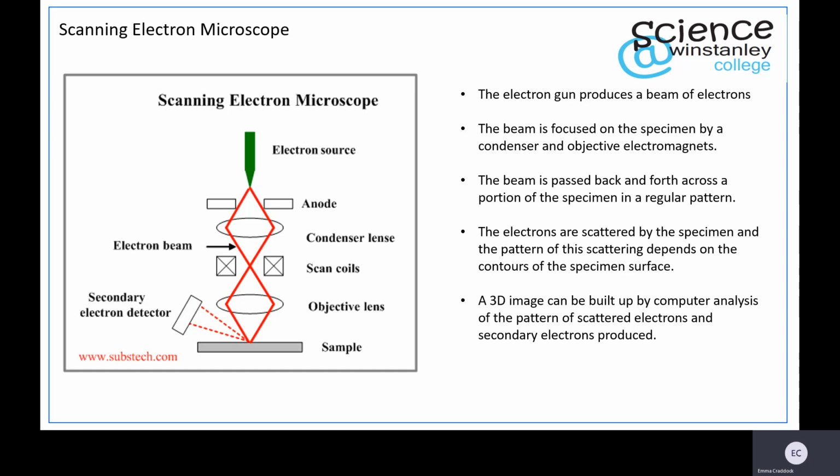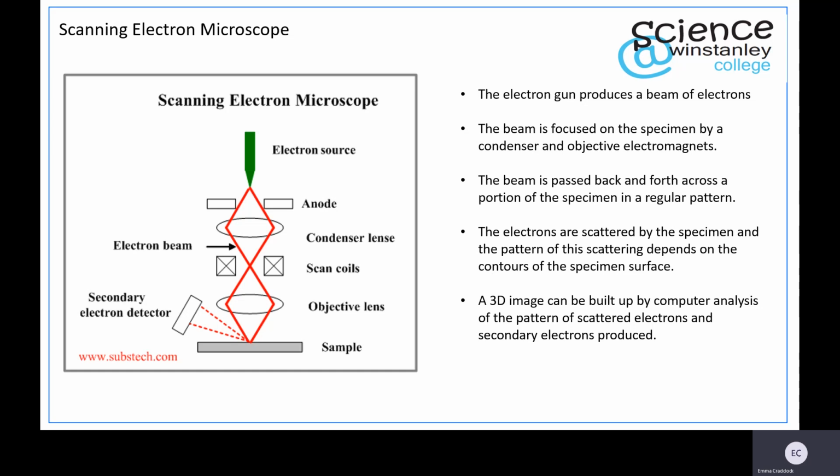The beam is passed back and forth across a portion of a specimen in a regular pattern, and then these electrons are scattered by the specimen, and the pattern of this scattering depends on the contours of the specimen's surface, so it creates a 3D picture of the specimen surface. You build this 3D image by computer analysis of a pattern of scattered electrons and the secondary electrons produced.